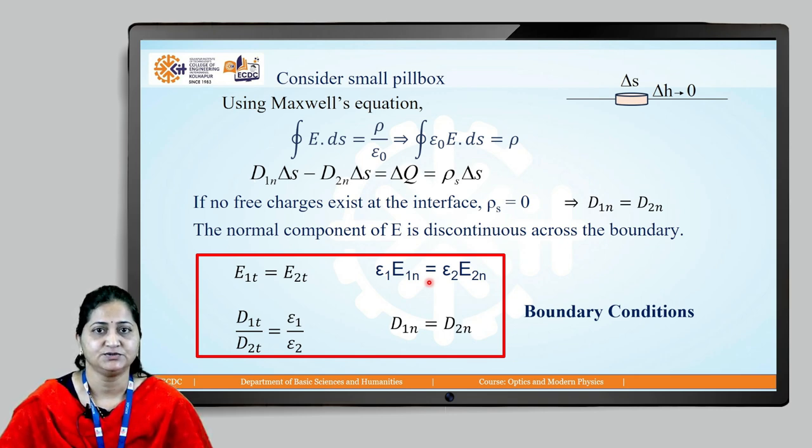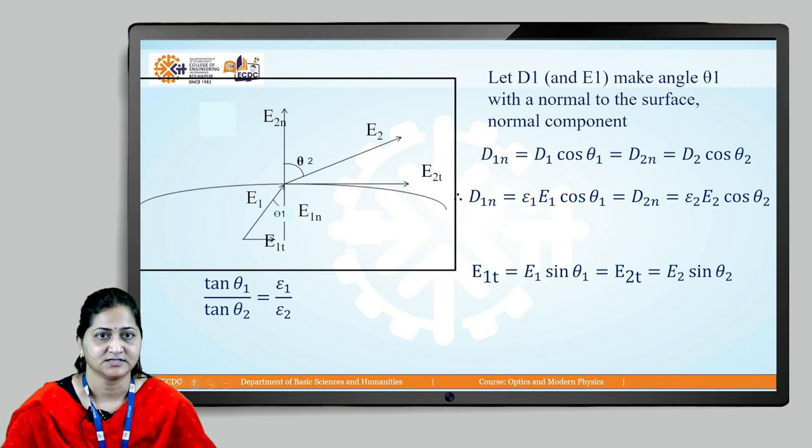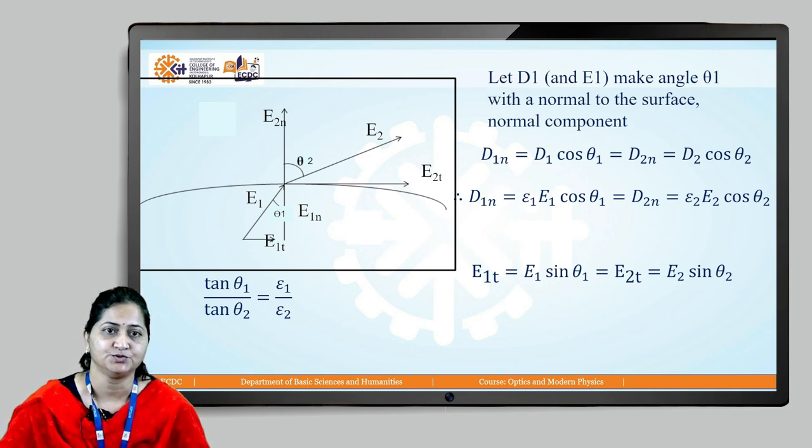I hope you have understood these boundary conditions. We have used a small circuit to find the tangential component, and a small pill box to find the normal component. Let's now consider the same diagram that we have discussed earlier. E1 and D1 are along the same direction, making angle theta 1 with the normal, and D2 and E2 are again along the same direction, making angle theta 2 with the normal. We have to use the boundary conditions where the tangential component and normal component show continuity.